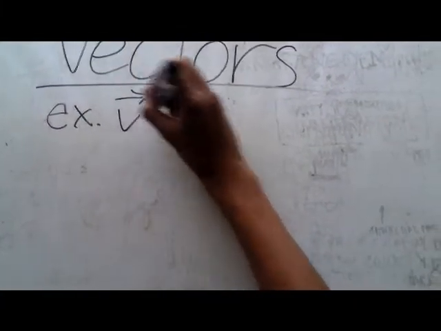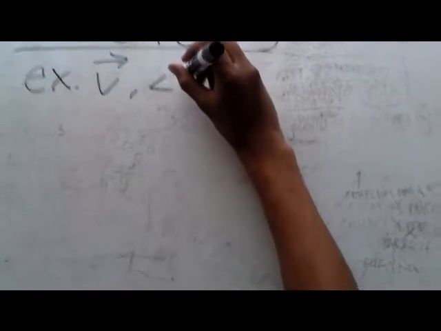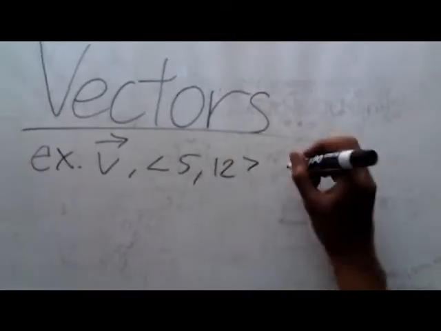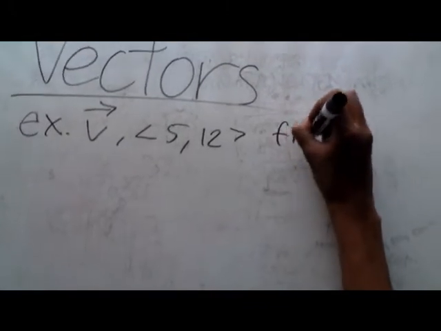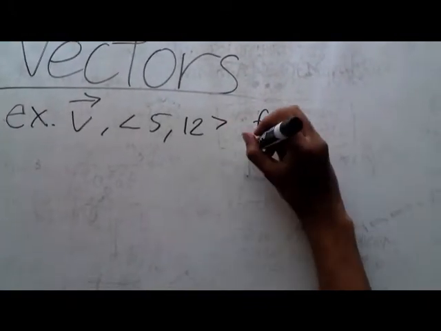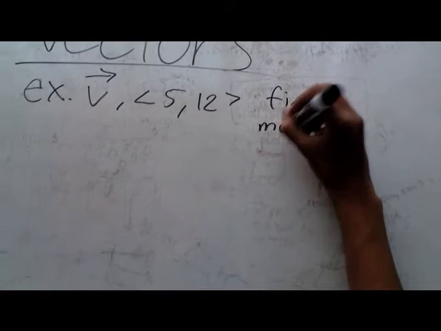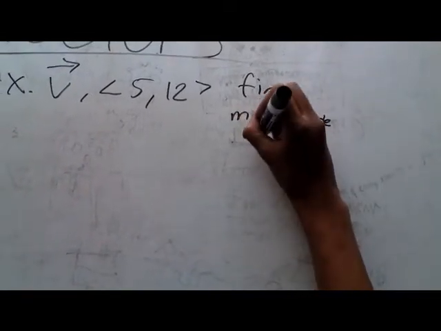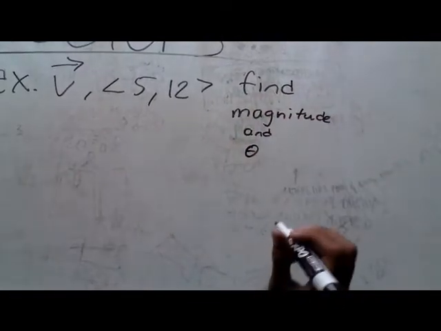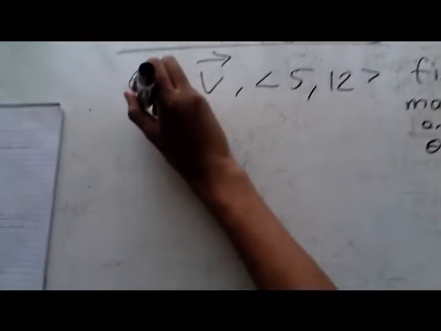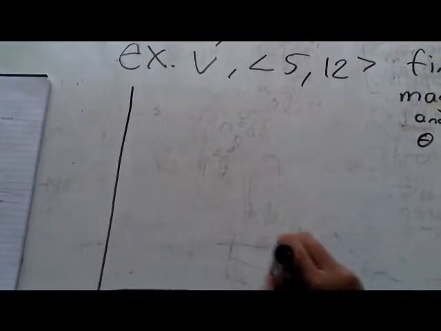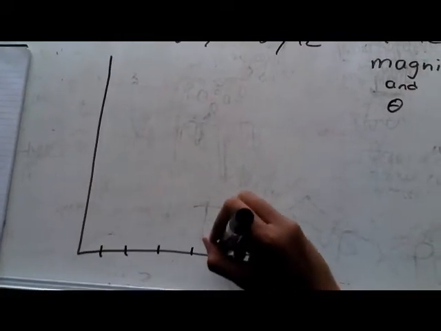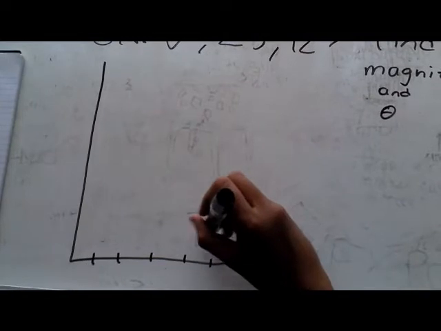Here's an example. Vector v has components 5 and 12. Keep in mind what you need to find if they give you components. They probably want you to find magnitude or direction, and it's vice versa. So let's start by using the components and graphing it. They give us 5 and 12. We go over 5 and up 12.